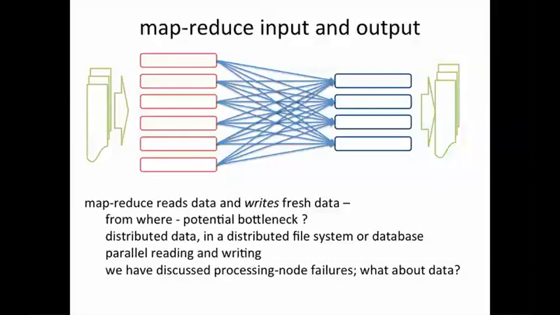Further, we've discussed processing node failures and seen how MapReduce recovers from these without letting the overall MapReduce job fail. But what if the nodes on which data is stored fail? They also need to be fault tolerant. To solve both these problems, distributed file systems were developed primarily first by Google and then Yahoo, and that's what we're going to study next.